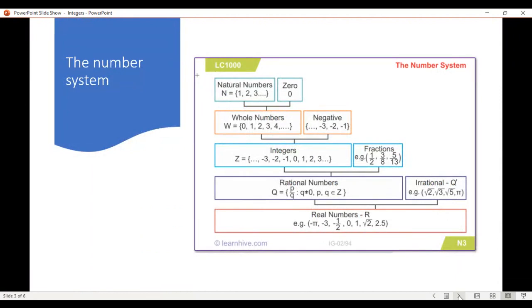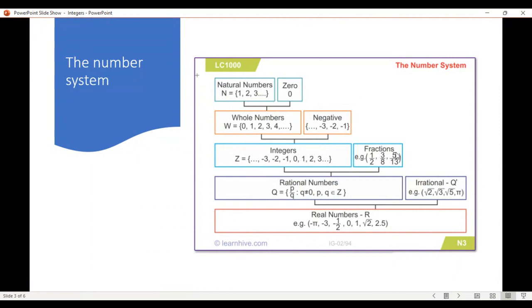So in our number system, let's just look where integers fits into. We start with our natural numbers, which starts at 1, 2, 3 until positive infinity. If we add the 0, we get the set of numbers that we call the whole numbers that starts at 0. When we introduce negative numbers on the other side of the number line, we end up with our integers. So this is where it all fits into our number system.